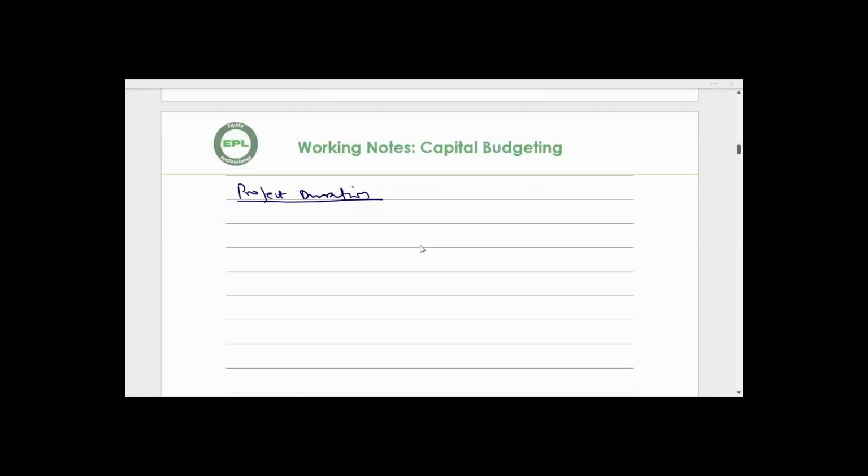So when you want to calculate project duration, there are some things you need to take into consideration. For example, if the project generates negative cash flow at the beginning of the project, that negative cash flow should be ignored when calculating the project duration. Let me write it down.